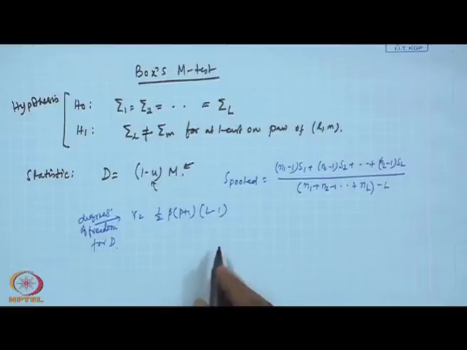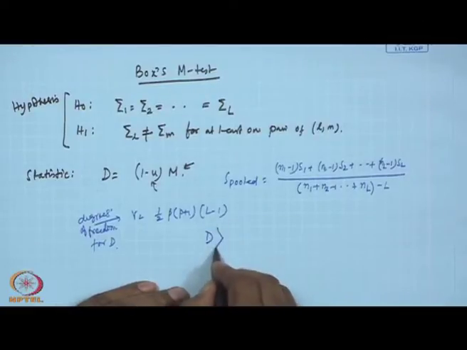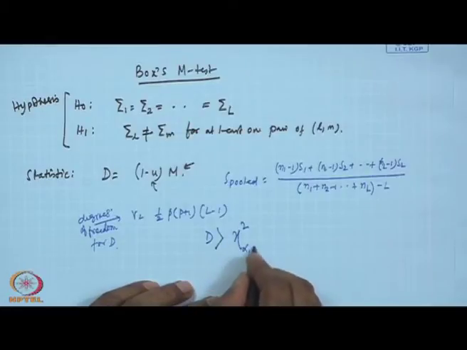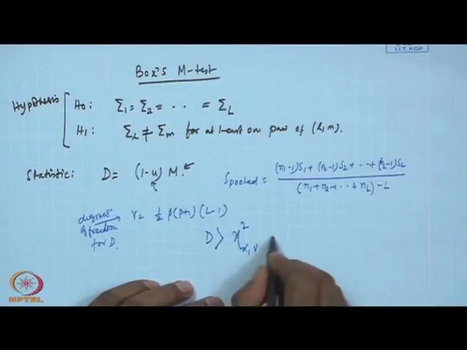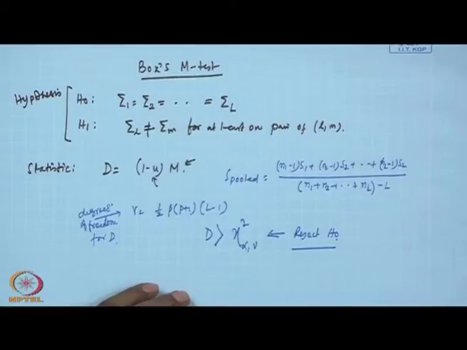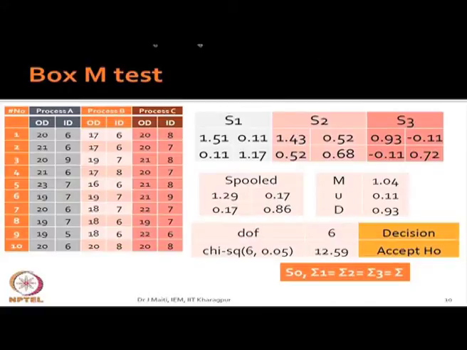So, if your D is greater than or equal to chi-square alpha, nu, then you reject H0, that the population variances are not equal. We have calculated this for this data set.